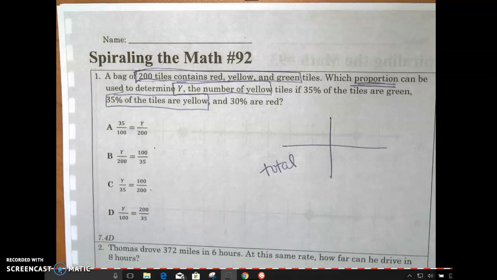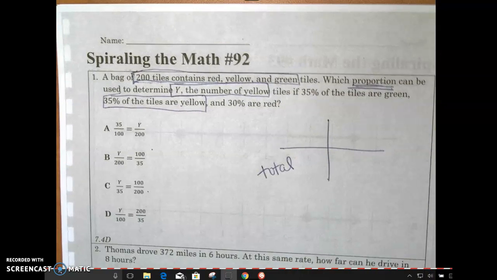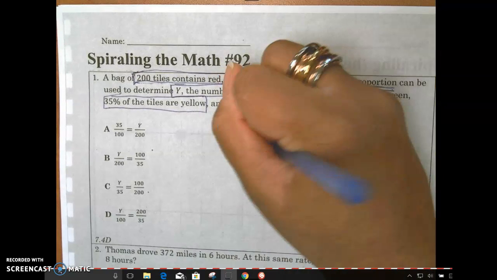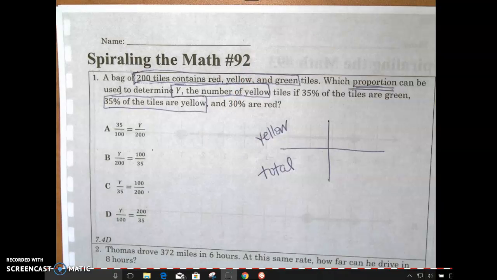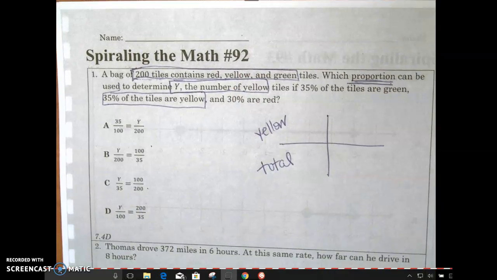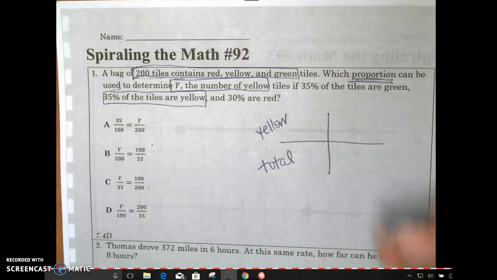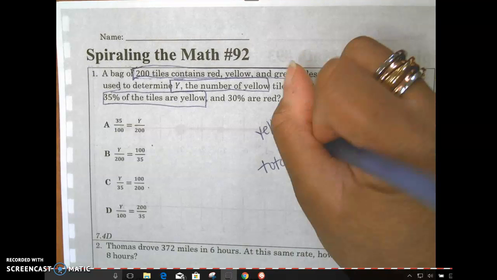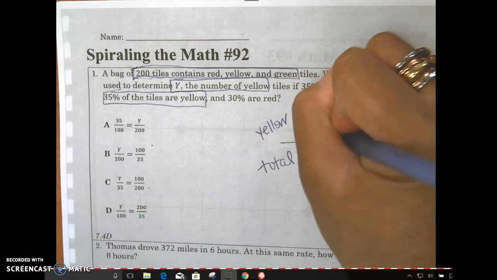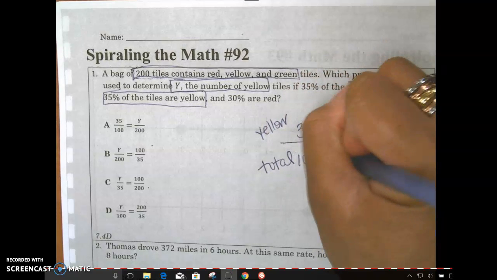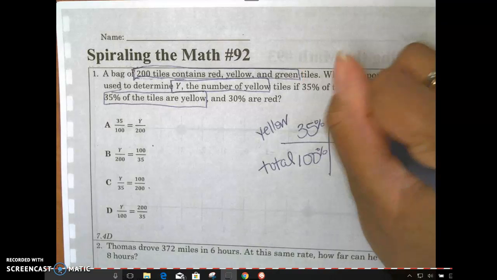What are the things that I have that are going in my proportion? The things, not the numbers. Listen. Yellow, green, tiles. Things, not numbers. I need to know where to put them. What tiles are they asking for? They're not asking for yellow and green. They're just asking for yellow. Now I can put numbers in. What are the numbers that go with yellow? 35 out of 100. Y over 200.